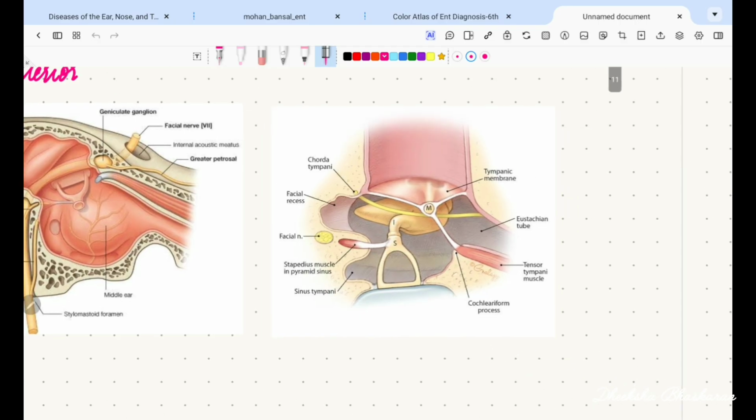And we see here the recesses. This is the lateral, this is medial, this is posterior, this is anterior. Okay, and this is the facial recess area, this is the pyramid, and this is the sinus tympani area. And this is the stapedius muscle, as we see here, which is attaching to the head of the stapes. And we see the chorda tympani nerve passing from the posterior wall entry and then exiting through the anterior wall of the middle ear.